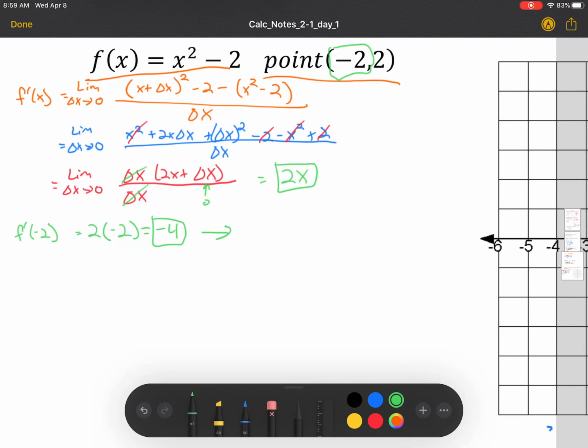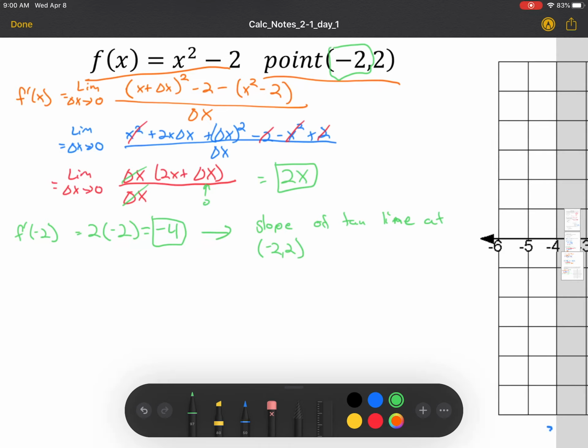And what this tells us is that negative 4 is the slope of the tangent line to the curve at negative 2, 2. So we just found the slope of the line at that point. We took the derivative of the function, we plugged the point into that function, and it gave us the slope.